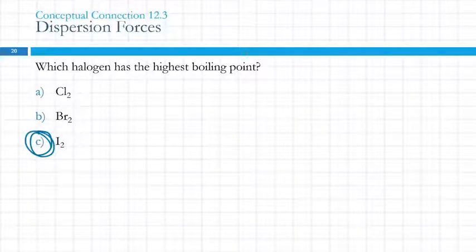It's going to be iodine because iodine is larger, right? Iodine atoms are larger, so the iodine molecule is going to be larger. The electrons are more easily polarized, and so the dispersion force is going to be stronger, and so it requires a higher temperature to get it to boil.